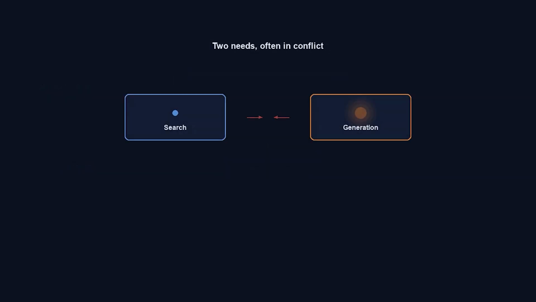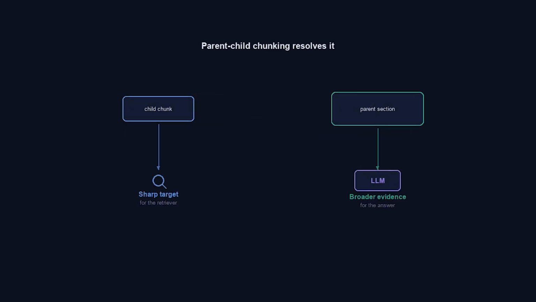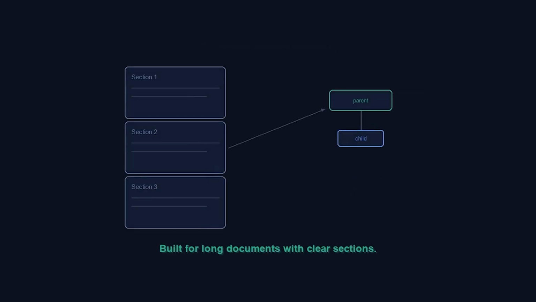This is a powerful pattern. It separates two needs that are often in conflict. For search, we want precision, and for generation, we want context. Parent child chunking gives the retriever a sharp target, but gives the LLM the broader evidence. This is especially useful for long documents with well defined sections.